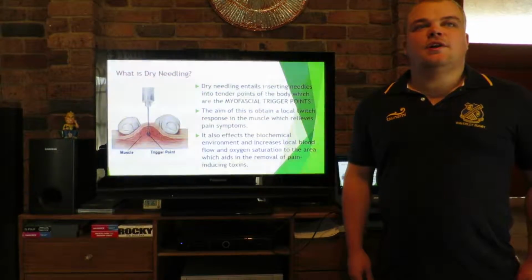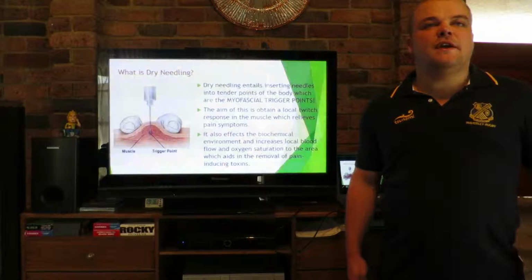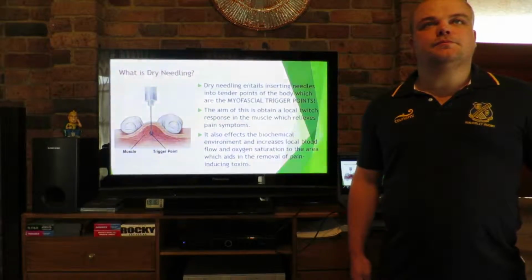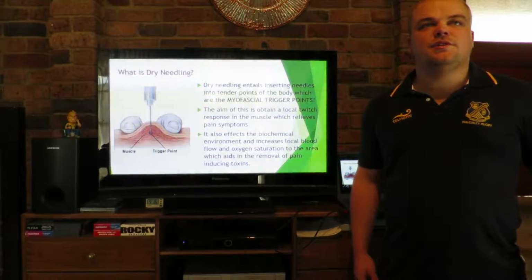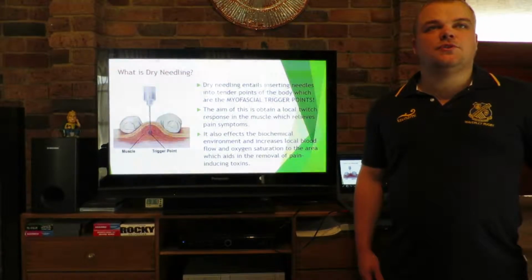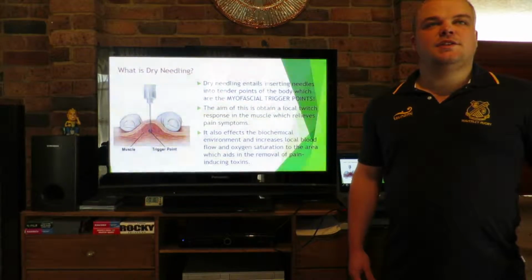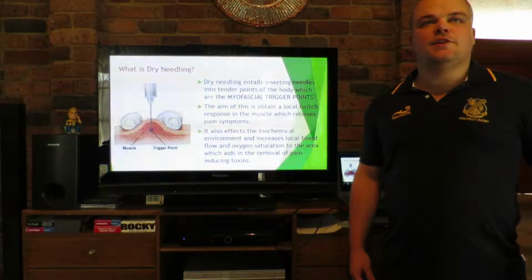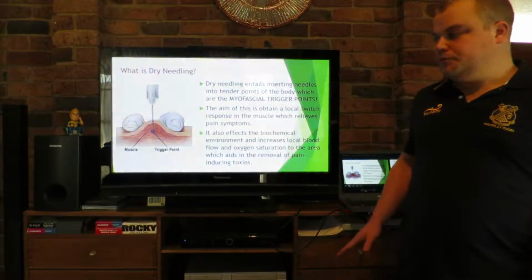It is believed that dry needling affects the biochemical environment and the local blood flow surrounding the myofascial trigger point being needled. A single session of dry needling increases blood flow and oxygen saturation around the myofascial trigger point for at least 15 minutes after needling. It is suggested that increasing blood flow to the area of injury may aid in the removal of pain-inducing substances.